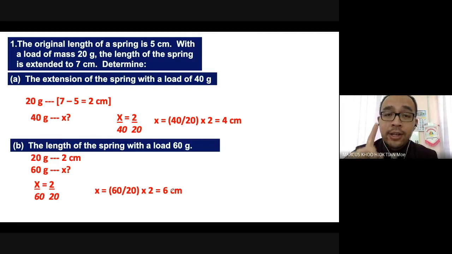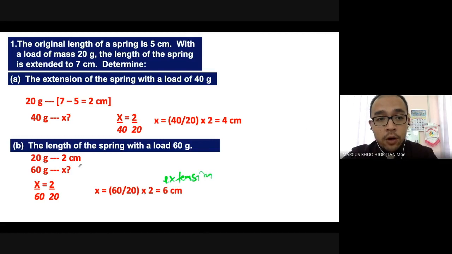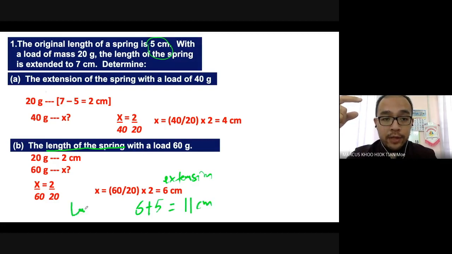But you haven't answered the question. The question is not asking for the extension. The question is asking for the length of the spring. So you need to do one extra step, astaga, tidak siap pula ni. You have to add 6 plus the original length. What's the original length? The length is 5 cm, which will be 11 cm. So the length of the spring is 11 cm.